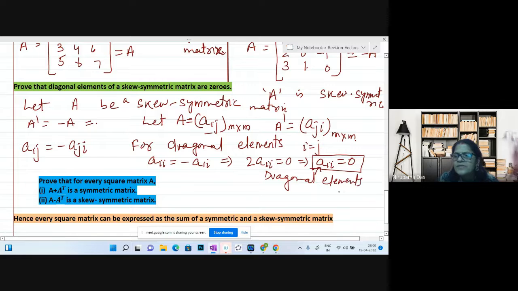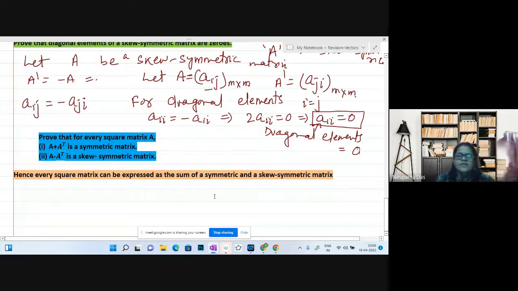Another important property: prove that for every square matrix A, A plus A transpose is a symmetric matrix and A minus A transpose is a skew-symmetric matrix.